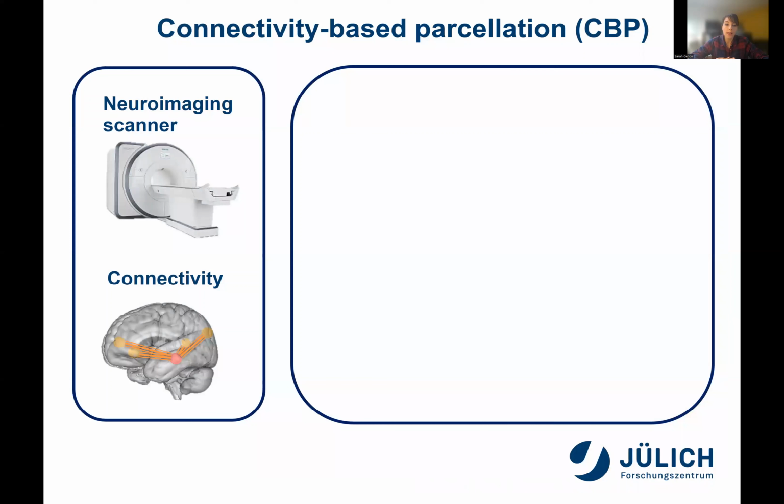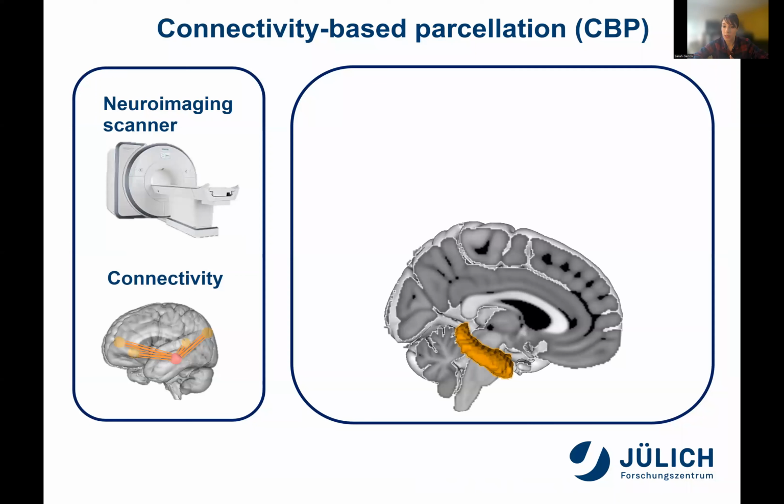But for now, I would like to focus a bit more on connectivity-based parcellation, because if you look at the literature on brain parcellation, this represents a very large portion of the literature. And the idea is relatively simple. So if you have connectivity features from neuroimaging data, whatever type of connectivity, if you are interested in a specific region in the brain, so for example, here the hippocampus, we look at the voxels within this region.